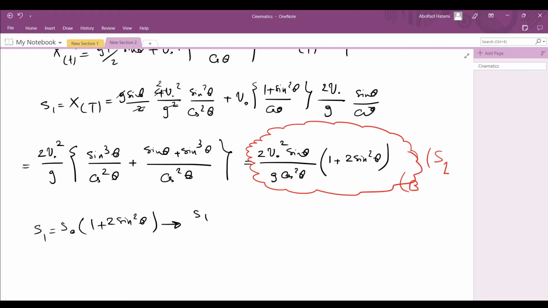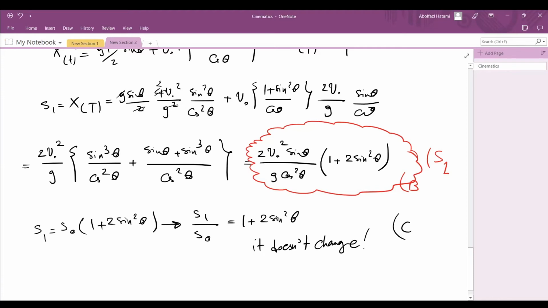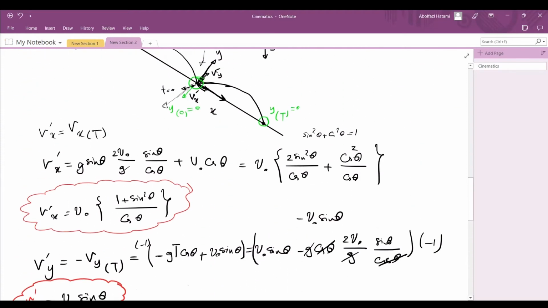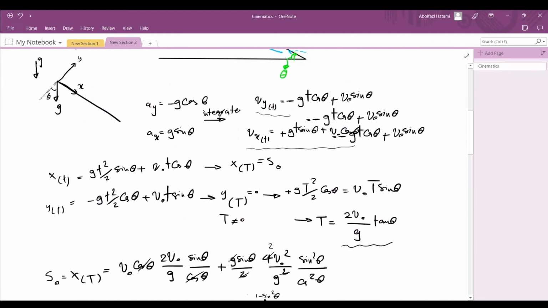So S1 divided by S0 is just 1 plus 2 sine square of theta, and it is not a function of V0. It means that if we change V0, our ratio doesn't change. So we say that it doesn't change. This is also part C. Okay, that was so easy. Let's go to part D.